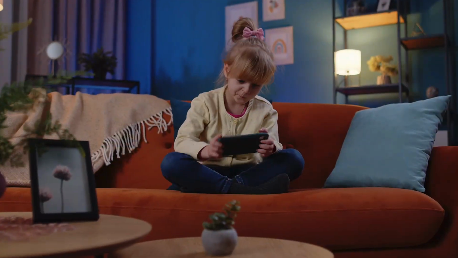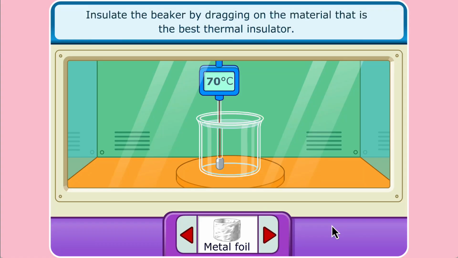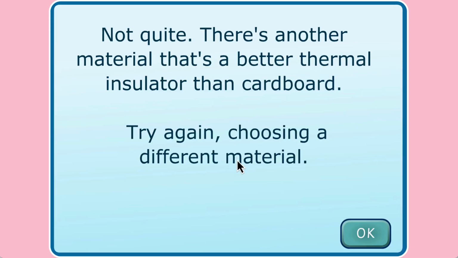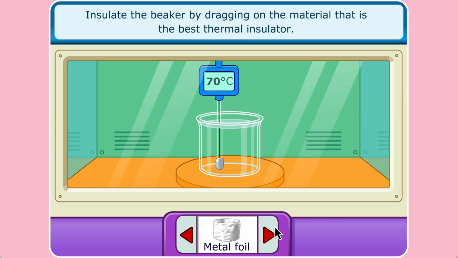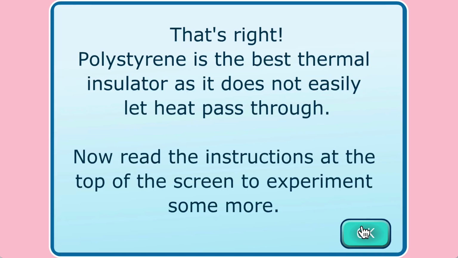Now let's explore this game to learn more about conductors and insulators. Which of these materials would be the best insulator? Metal foil, polystyrene, or cardboard? I think it's not the metal foil because it's a good conductor of heat. What about cardboard? Oops, cardboard is an insulator, yes, but it's not the best insulator. The best one is polystyrene as it doesn't let heat pass easily.